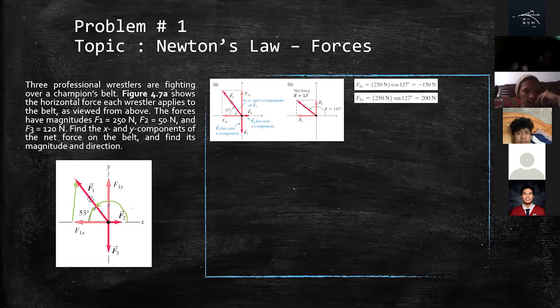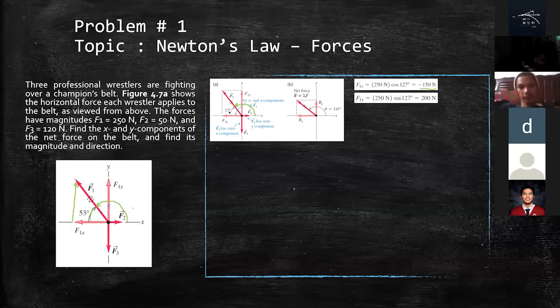For your F1, let's find the X component of F1. That is 250 cosine 127. So your 127 is this one. You can also use 53 degrees, cosine 53, but because this is going to the left, you should have a negative value. So you need to check. If you use cosine 53 and your answer is positive, your answer will be different. If you used cosine 53, look at the image, because it is going to the left, the value is negative.